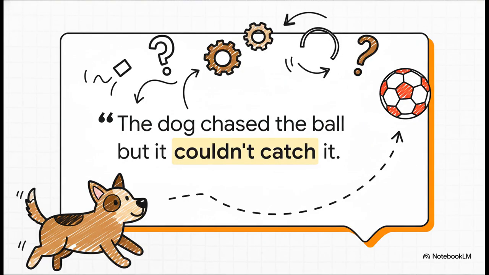Let's take a look at this sentence. When you read the word "it," your brain instantly, without any effort, knows that it refers to the ball. But how on earth is a machine supposed to figure that out? This is exactly where that simple old approach starts to break down.